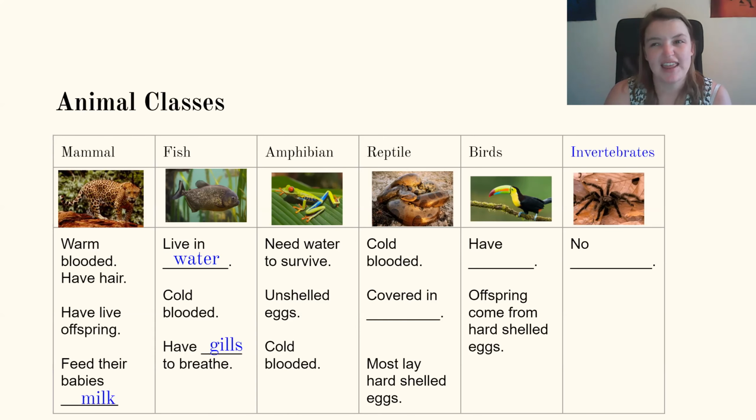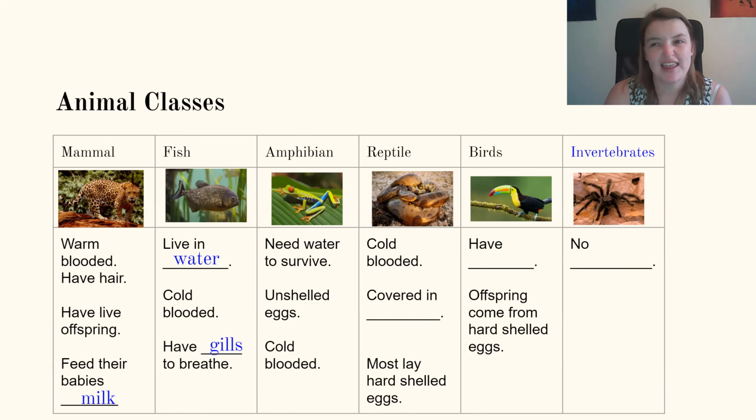Birds. Now, what makes birds special? How do you know that something is a bird? And it's not that it can fly, because not all birds fly. What do birds have that makes them different to other animals in the animal kingdom? Absolutely, feathers. Birds have feathers, and they also have hard-shelled eggs. When we're saying offspring, offspring means babies. It's a scientific language for babies.